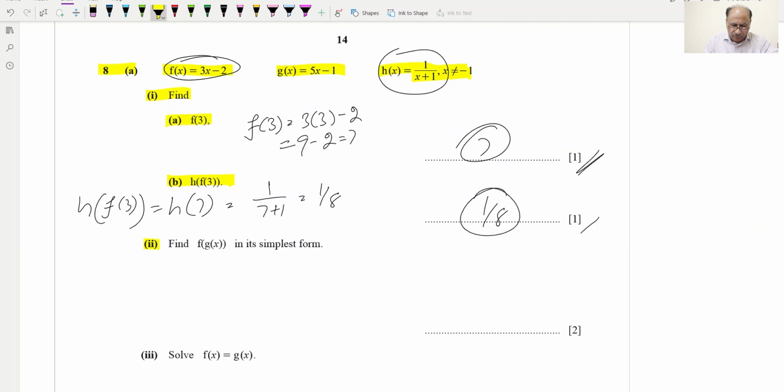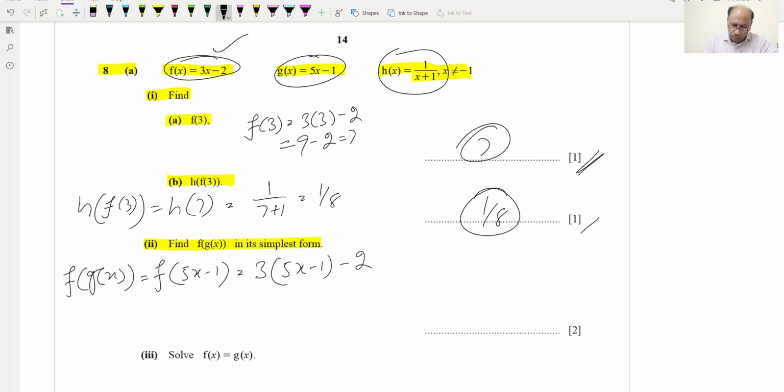And for second part, find f of g of x in its simplest form. So f of g of x, we can write it as f of g of x is 5x minus 1, so 5x minus 1. So we will be replacing 5x minus 1 in f of x. So it will be 3 into 5x minus 1 and minus 2. And this will be 15x minus 3 and minus 2. So this will be 15x minus 5. And we can write here 15x minus 5. And this will be our answer for 2 marks.